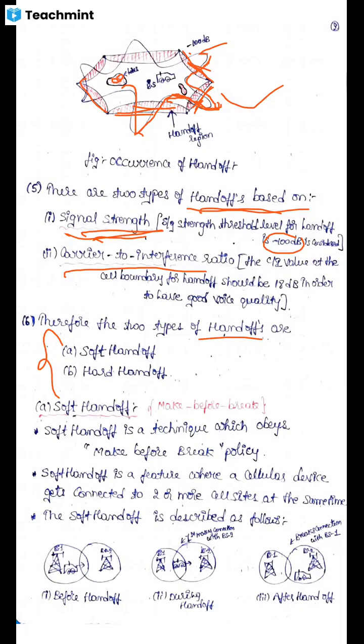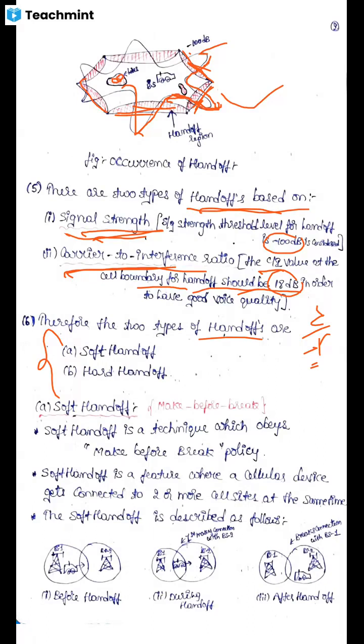Next, carrier to interference ratio. Handoffs are also based on carrier to interference ratio. The carrier to interference ratio at the cell boundary for handoff should be 18 dB in order to have a good voice quality. We had already learned this while studying directional antennas, the 3 sector case and 6 sector case, where we calculated the C by I value. What is the C by I value for better voice quality there? 18 dB. We had already studied 18 dB. So here it says the C by I value at the cell boundary for handoff should be 18 dB in order to have a good voice quality.